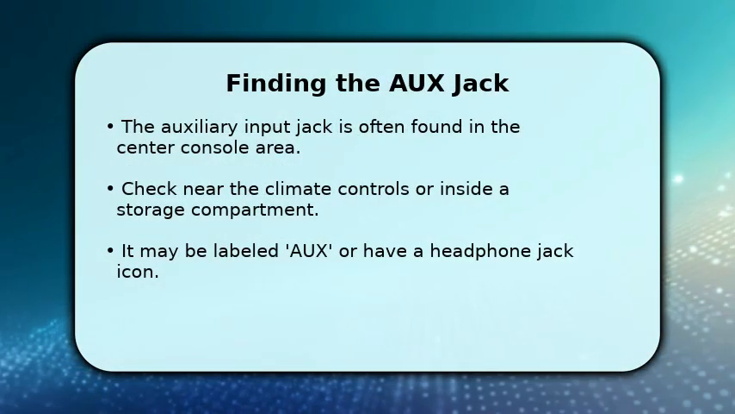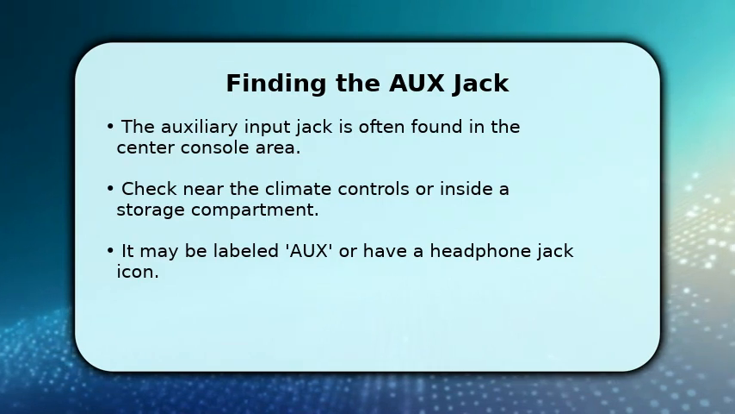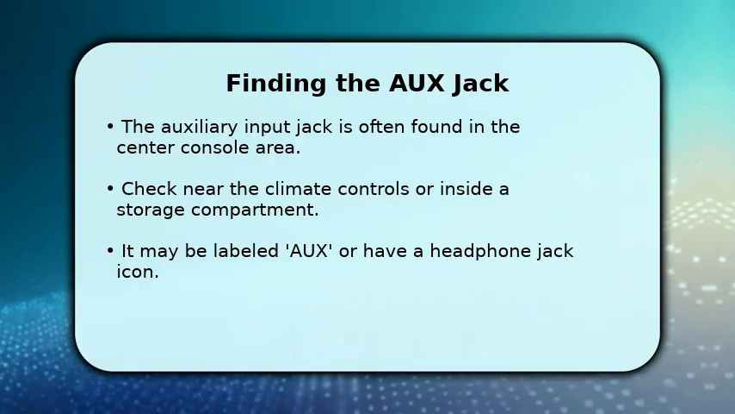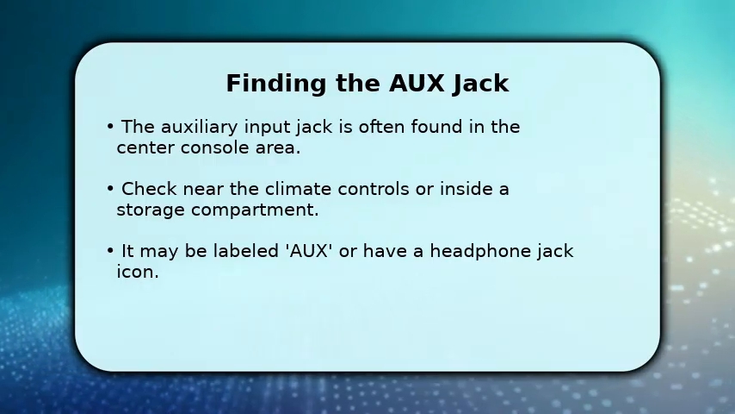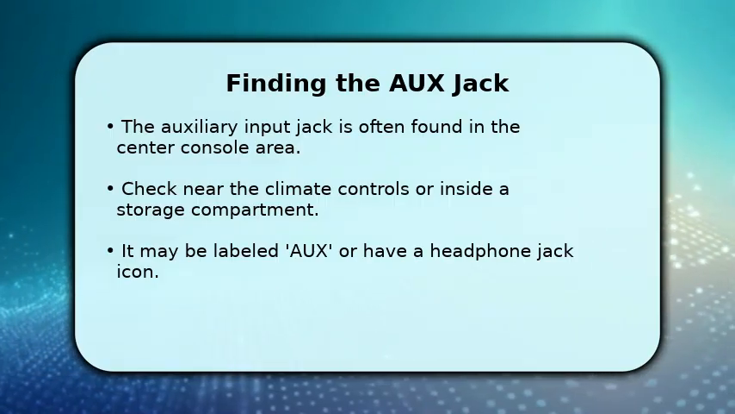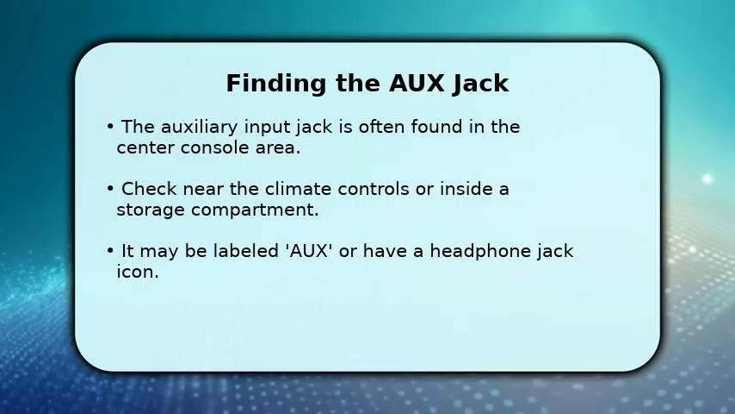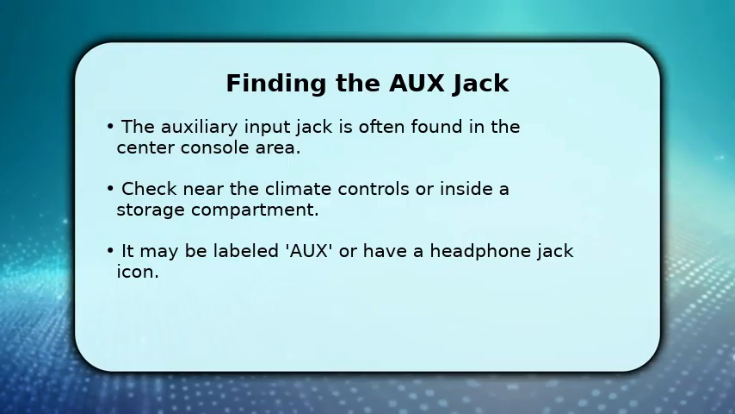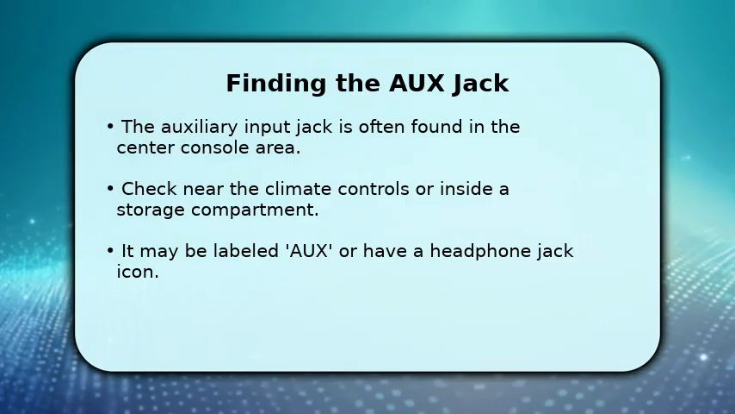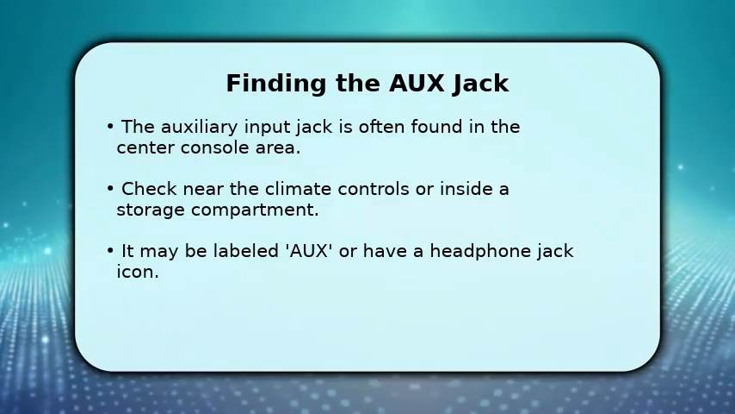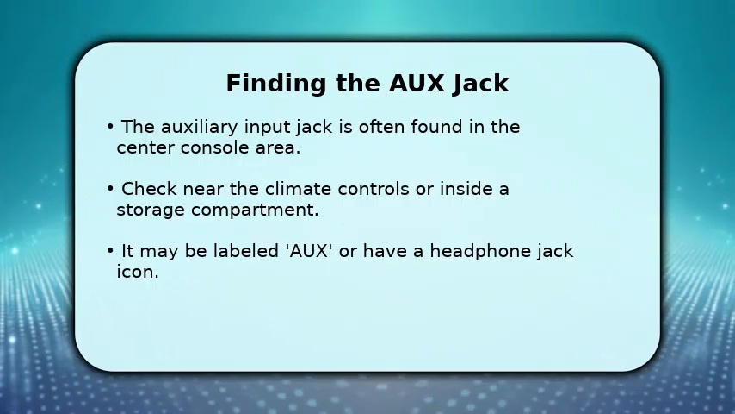The auxiliary input jack's exact location can vary slightly depending on your Sienna's configuration. Many owners find it conveniently placed within the center console, perhaps below the climate controls or tucked away inside a storage compartment. Look for a small, round port, typically 3.5 millimeters in size, often marked with AUX or a headphone symbol. If you're having trouble, a quick glance at your owner's manual can pinpoint its precise spot.